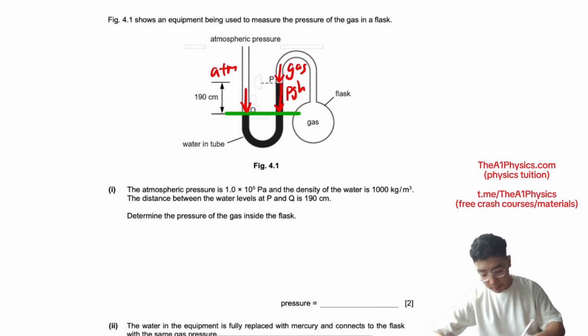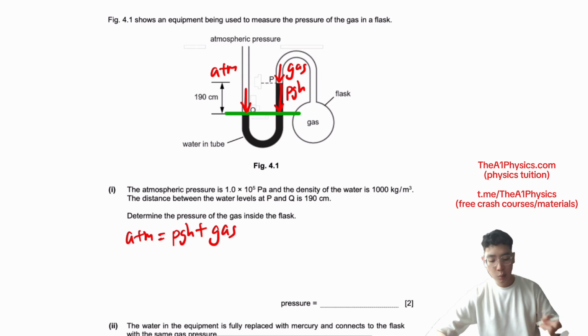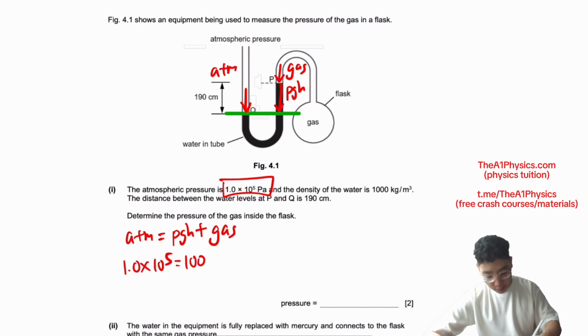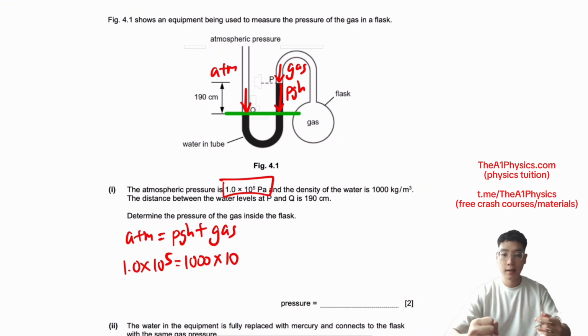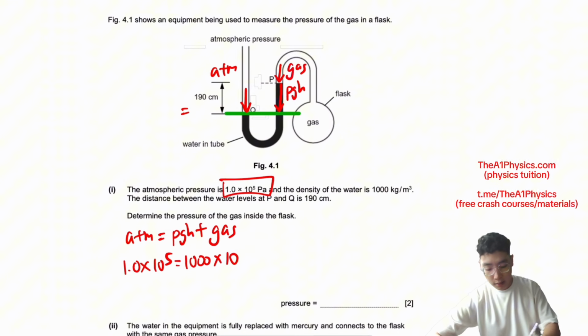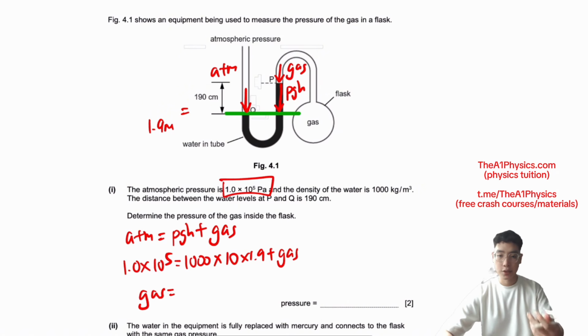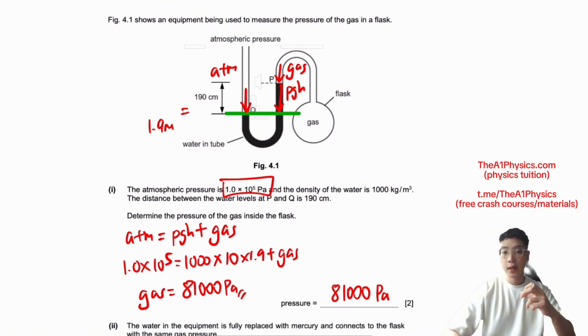So our equation becomes atmosphere equals rho GH plus gas, and we know that the atmospheric pressure is this one, and we can calculate rho GH. So our equation becomes 1.0 times 10 to the power 5 equals 1000 times G, which is 10. Gravitational field strength is usually 10, and the H over here will be 1.9 meters. Must always convert to SI units first, plus gas. And solving this equation, we can find the gas pressure. So gas pressure equals 81,000 pascals.